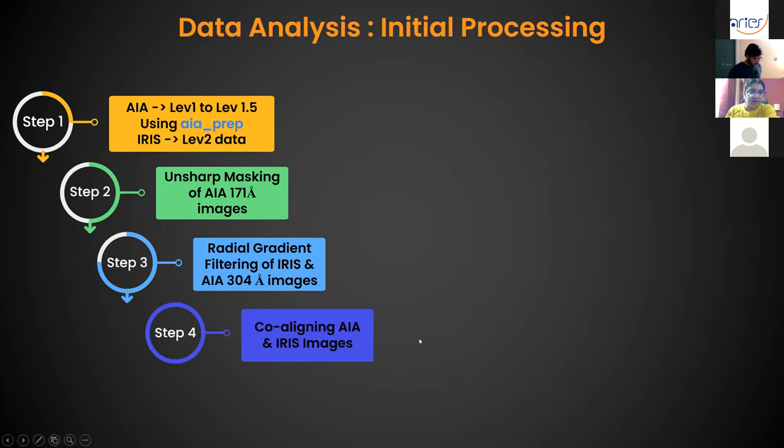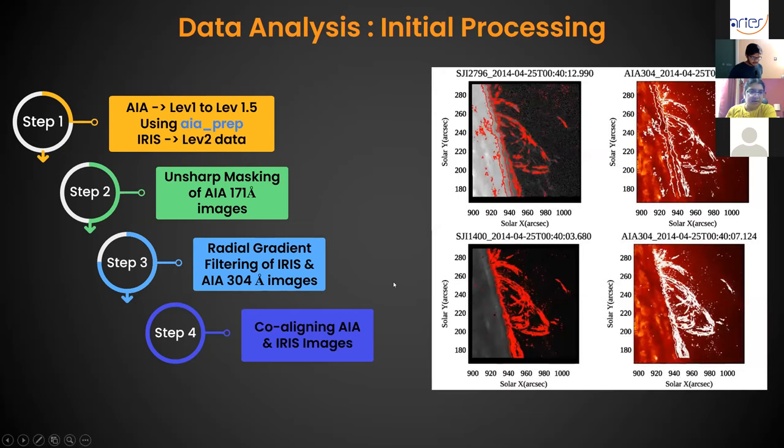The last step was to co-align AIA and IRIS images. Because we are going to use artificial slits in the analysis, co-aligning is a very important process. For that, we have plotted the contours of some features in SJI 2796 and SJI 1400 images, and for the same time, we have overplotted these contours on AIA 304 angstrom. If we find any shift in the features or any shift in the box we have chosen, we have manually shifted the AIA images. So these are the co-aligning processes we have done.